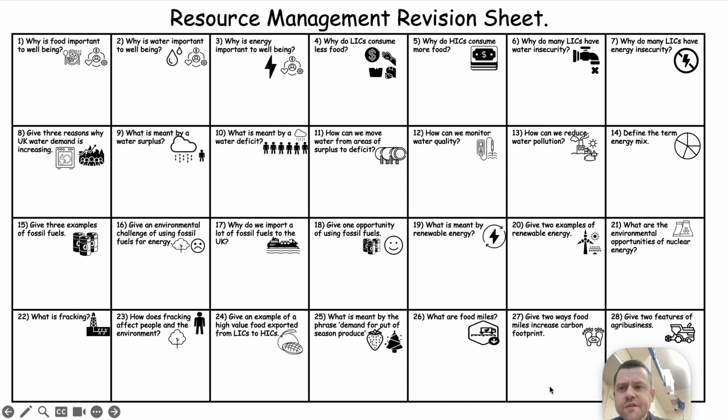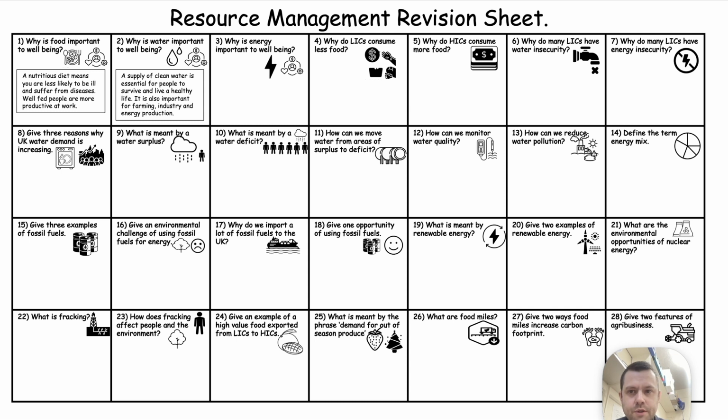First one, why is food important to well-being? Well-being is your happiness, your quality of life, your health. A nutritious diet means you are less likely to be ill and suffer from diseases. If you have a balanced diet with minerals and vitamins and a range of proteins and carbohydrates, you are going to be well-fed. And if you are well-fed, you are more likely to be productive at work, so your economic output is going to be higher. You're going to earn more money and have a higher GNI.